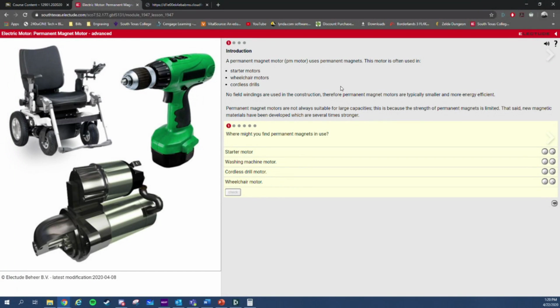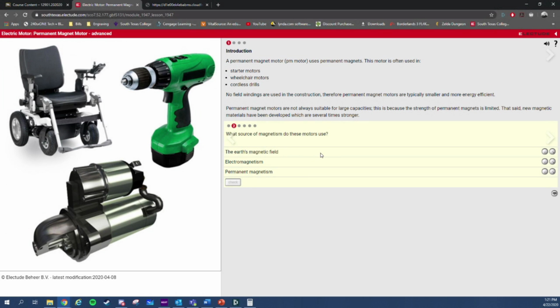A permanent magnet motor, or PM motor, uses permanent magnets. This motor is often used in starter motors, which we've gone over, wheelchair motors, and cordless drills. No field windings are used in the construction, therefore permanent magnet motors are typically smaller and more energy efficient. They are not always suitable for large capacities because the strength of the permanent magnet is limited. That said, new magnetic materials have been developed which are several times stronger. Where might you find permanent magnet motors? It said starter, cordless, wheelchair, not a washing machine.